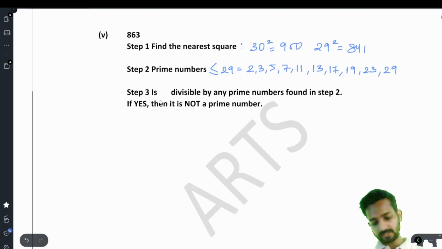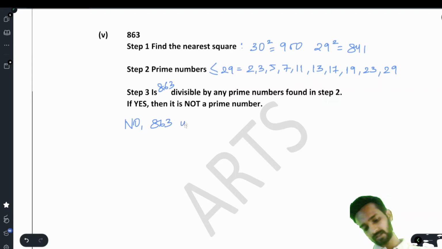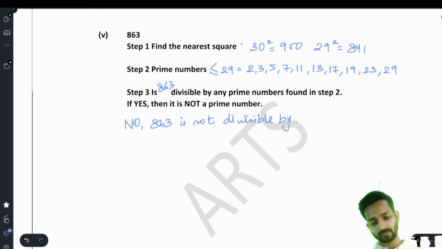Now, is 863 divisible by any prime number found in the step 2? No, 863 is not divisible by any given prime numbers.